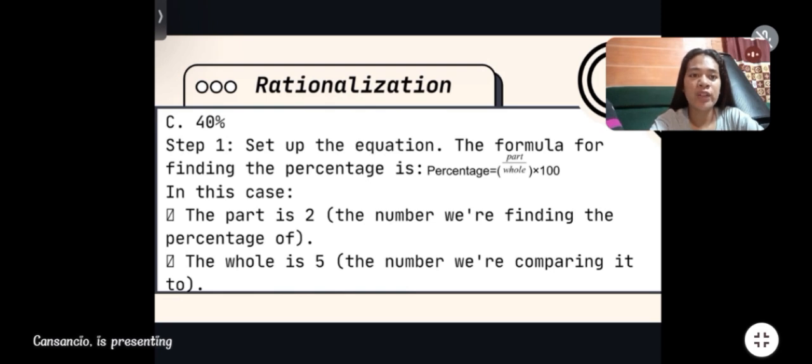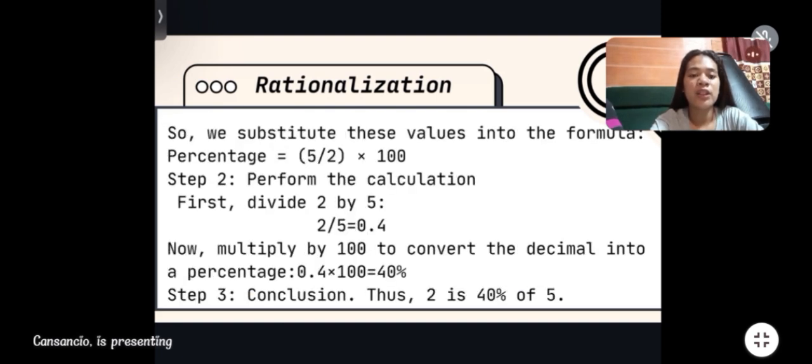The formula for finding the percentage is equal to part over whole times 100. In this case, first, the part is 2, which is the number we're finding the percentage of. Second, the whole is 5, the number we're comparing it to. So, we substitute these values into the formula. Percentage is equal to 2 over 5 times 100.